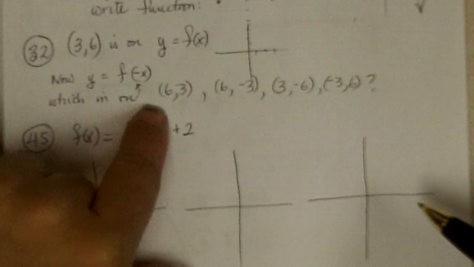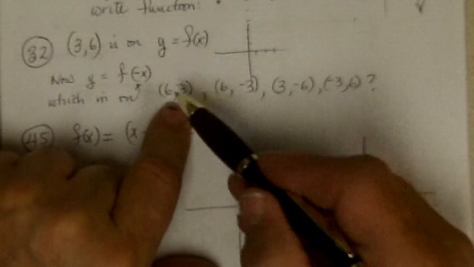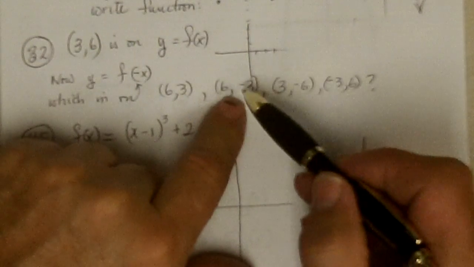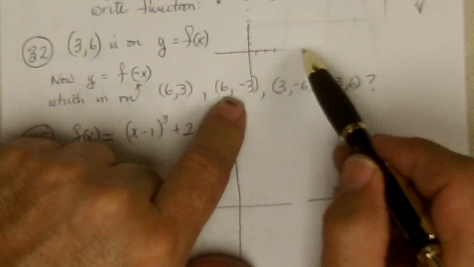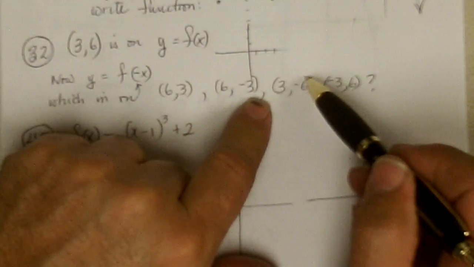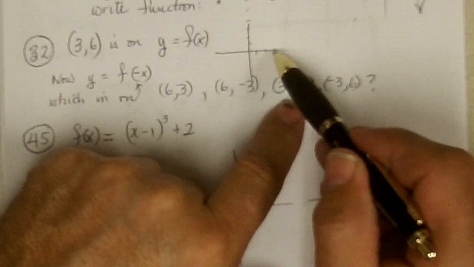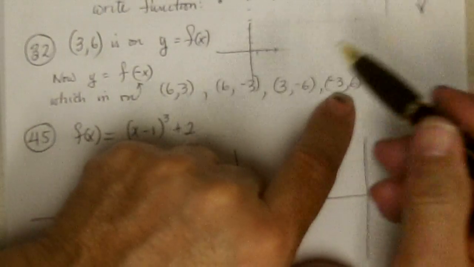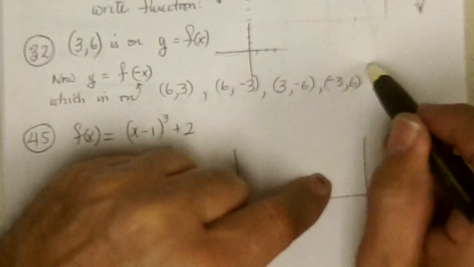So it says which of these is on the graph? 6, 3, that's not it. 6, negative 3, no. Is 3, negative 6 on it? No. Is negative 3, 6 on it? Yes.